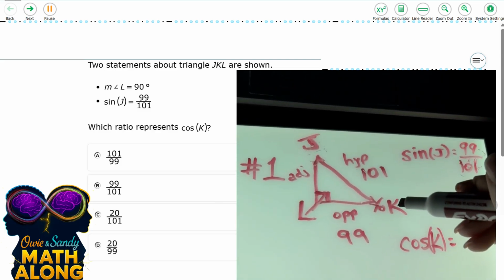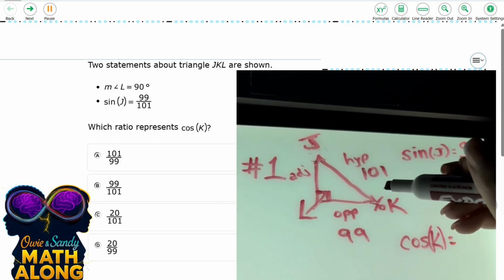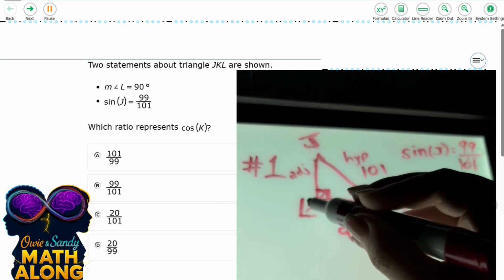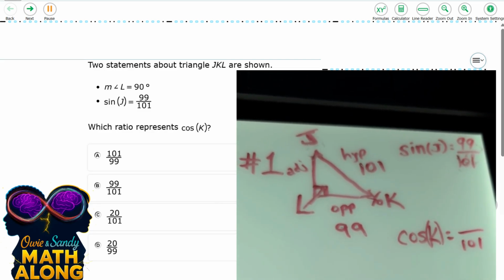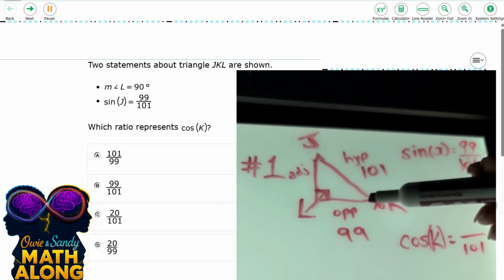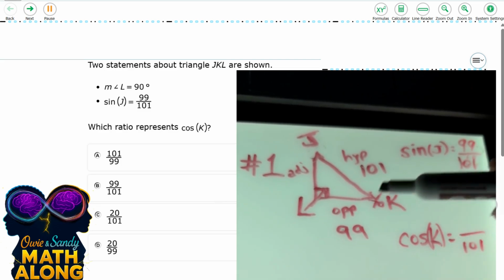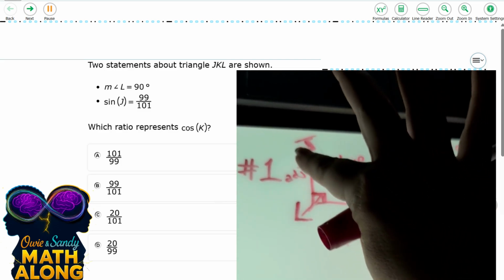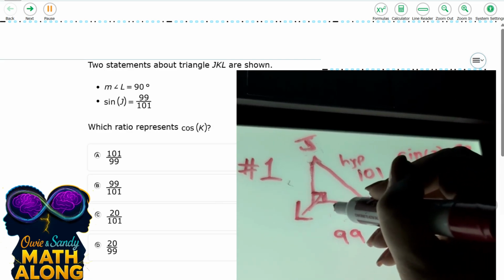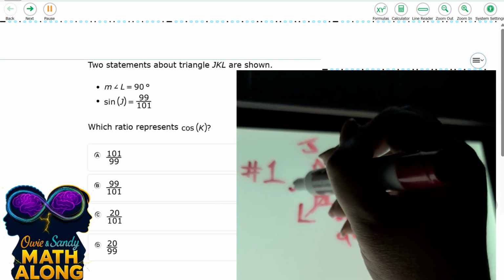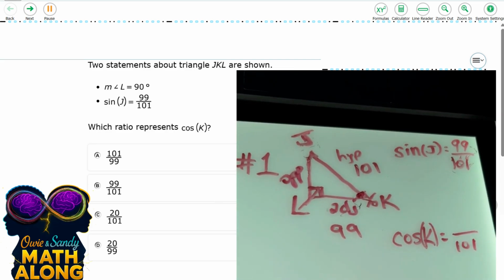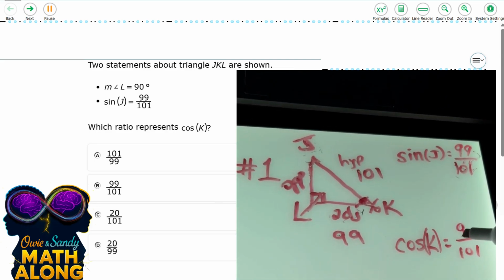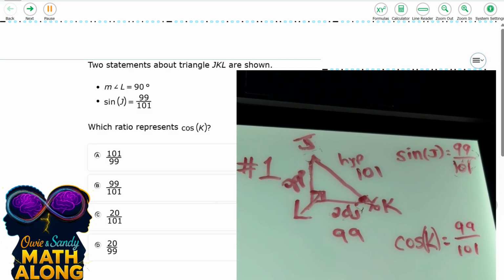So now we're looking at K. Well, again, I'm standing on the hypotenuse, which the 90-degree angle points at. So that's 101. And I'm standing on the adjacent. Well, they told us that's 99. What happens when you change angles is that you change which one you're standing on. So that flip-flops when we're looking at K, right? So K's adjacent is 99, and you have your answer.